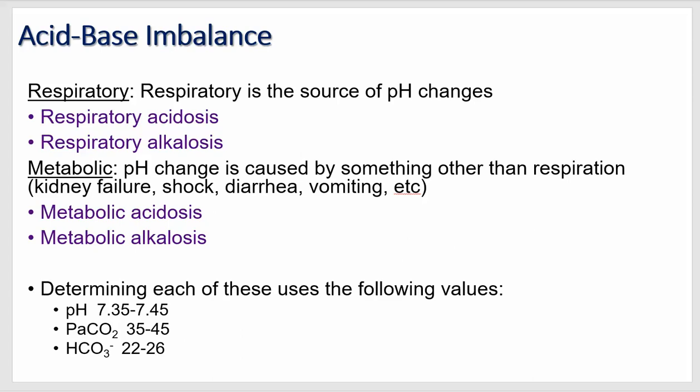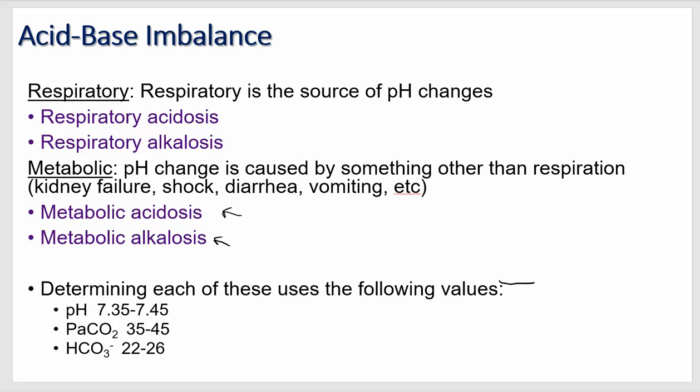Okay, so let's see. Acid-base imbalance, respiratory. Respiratory is the source of pH changes. That's respiratory acidosis. Acidosis is acidic, respiratory alkalosis is alkaline. We've mentioned this before, so I'm going to cruise through it. Metabolic is when the pH change is caused by something other than respiration, so kidney failure, shock, diarrhea, vomiting, etc. So we have metabolic acidosis, metabolic alkalosis. And we just saw that we can also have DKA, diabetic ketoacidosis. That's a type of metabolic acidosis.